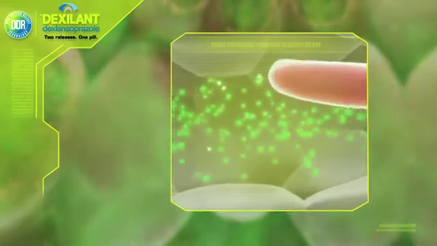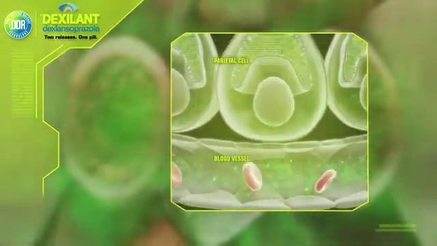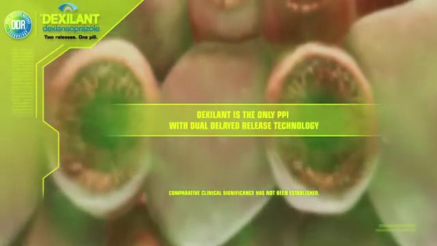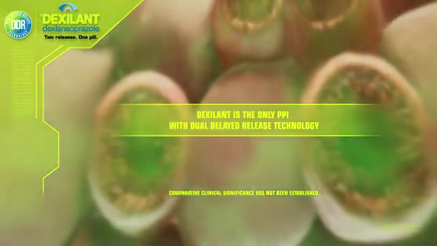Once again, Dexilant gets absorbed into the bloodstream. After Dexilant enters the parietal cells, it binds to active acid-producing cells, thus inhibiting these pumps from secreting acid. Dexilant is the only PPI with dual delayed release technology, which provides two distinct releases of drug.